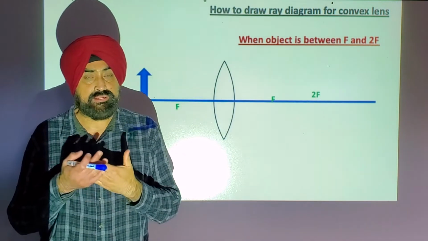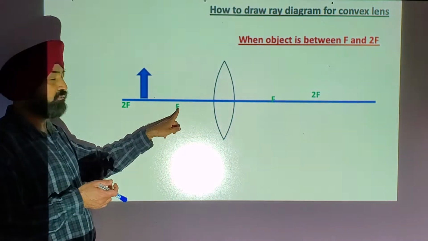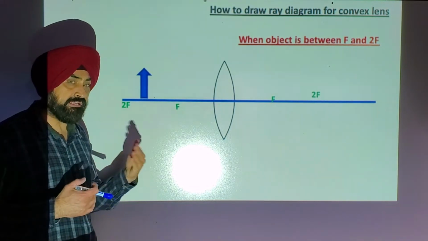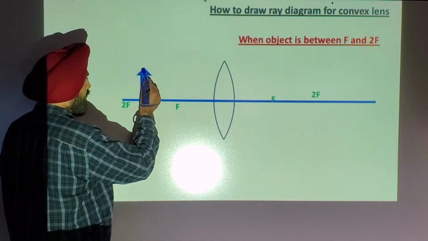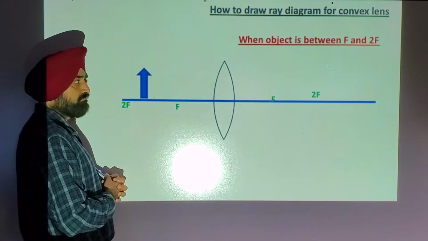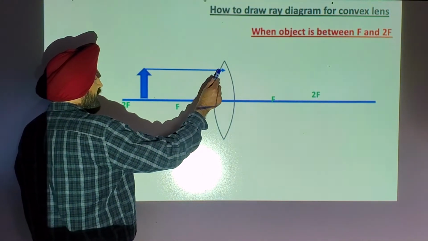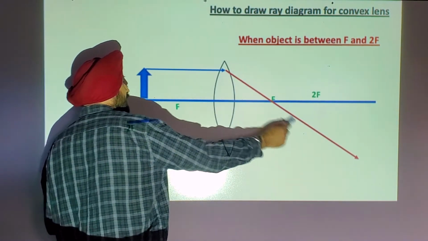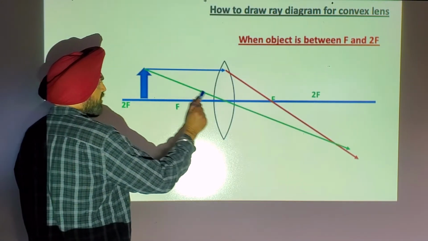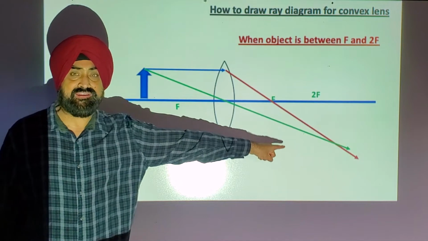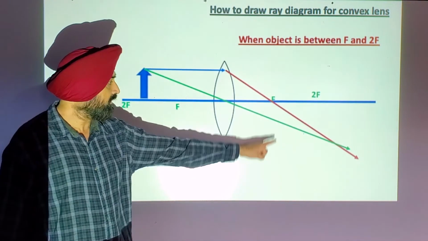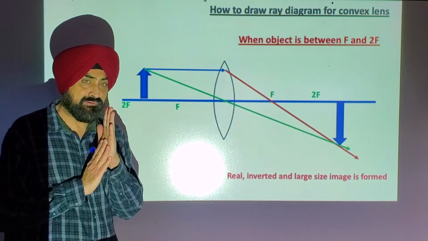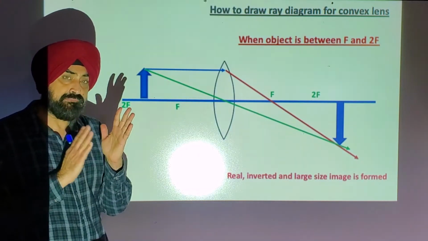Students, let's see what type of image will be formed when the object is placed between the focal length and twice the focal length. As I explained earlier, we draw one line parallel to the principal axis, and when it strikes the lens, it will pass through the focal point. Second, we draw a line from the top through the center of the lens. See, where both refracted rays meet, the image will be formed. The image is upside down, larger in size, and this is a real image.